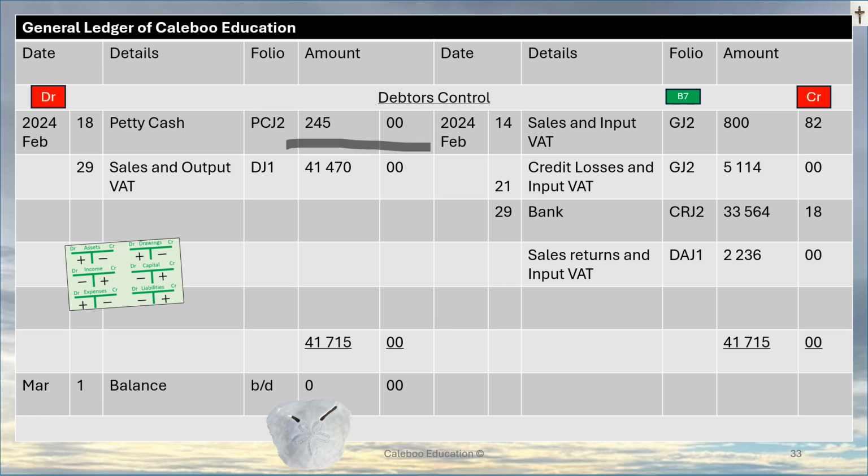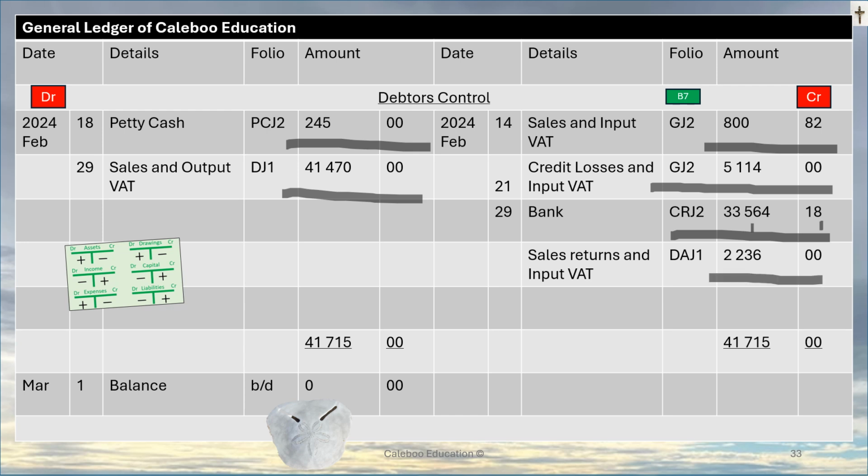Courier costs charged to a debtor, to the school. Sales for the month of February to the school. Settlement discount was given. There was a bad debt written off. We received for the month of February from the school 33,564 and 18 cents. There were returns.